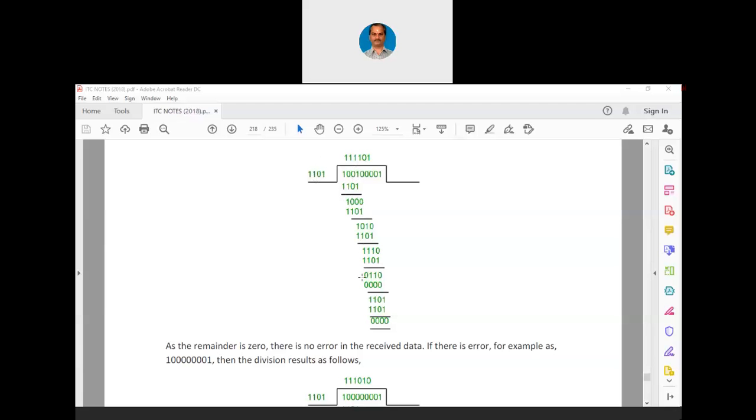Now at the end you can see the remainder is 0000. This is at the receiver. As the remainder is now 0, there is no error in the received data.